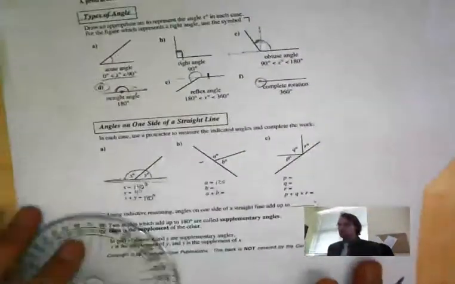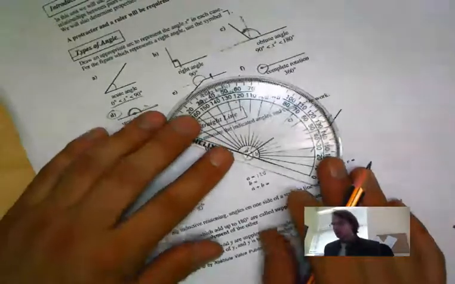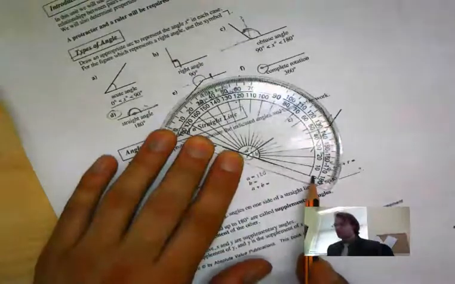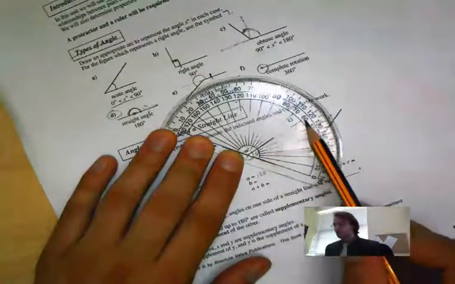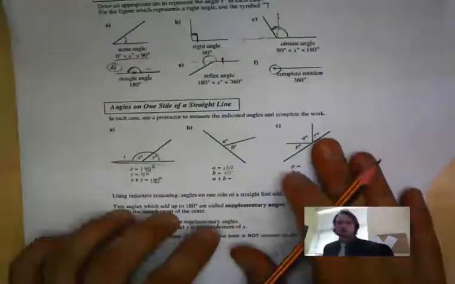Now let's take a look at B. Match up, go to the point, center on the point, and 0 is on the inside this time, and we follow this up. Hey, that is 60. B is 60 degrees. So I add those together, and what do I end up getting?